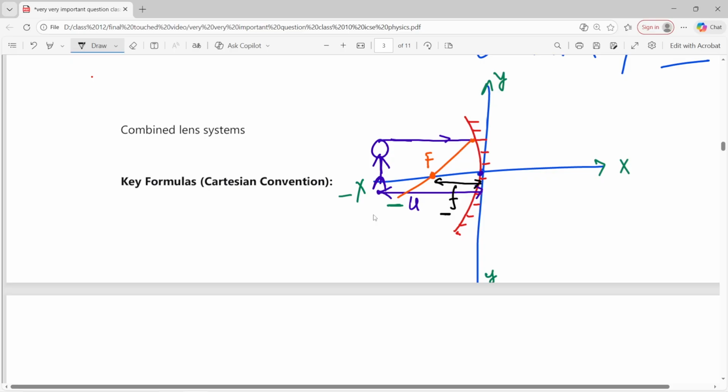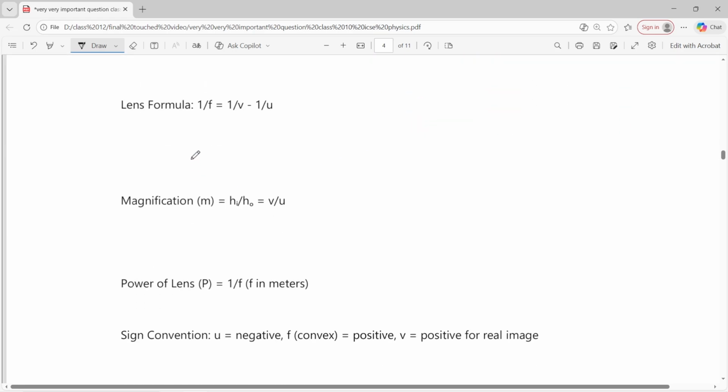So actually they follow the Cartesian convention system. If the image is created on the plus x-axis, then obviously the image distance v is plus. The same concept applies here: object height in the positive y-axis is plus, and if the image is created in a downward direction, then in the Cartesian system the image height is minus. Clear?